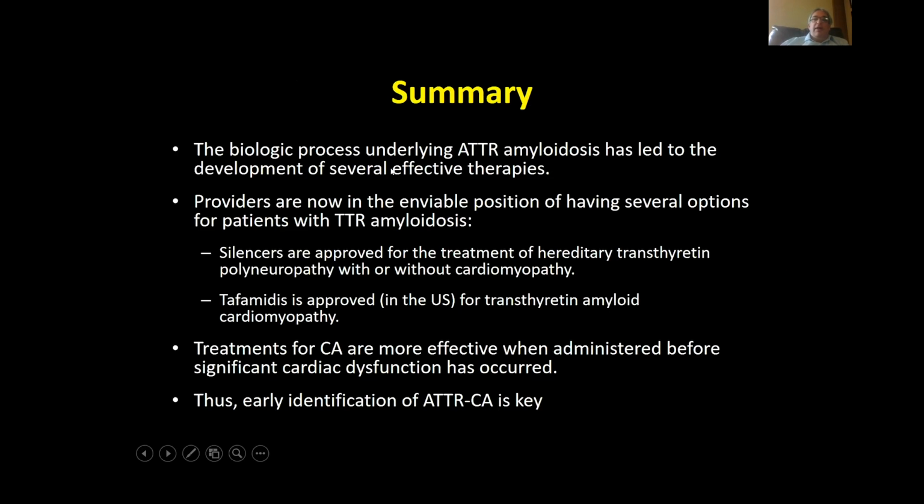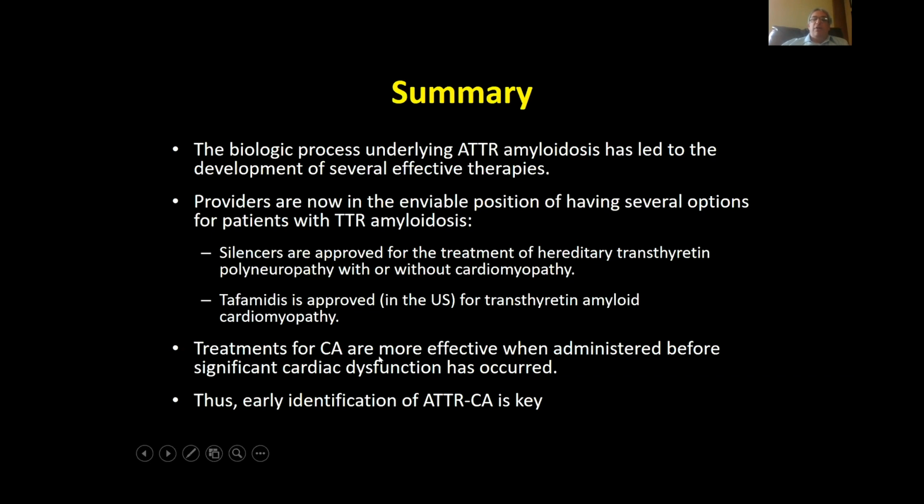I think it's kind of unbelievable what we've collectively, as a community and with patients' help, been able to accomplish. We now have a clear biological understanding thanks to Jeff and his seminal work. And we're now in this enviable position of potentially having several options. We have silencers for those with hereditary polyneuropathy, with or without cardiomyopathy, tafamidis in the US and now in Europe for cardiomyopathy, and whether combination therapy would be useful is up in the air.